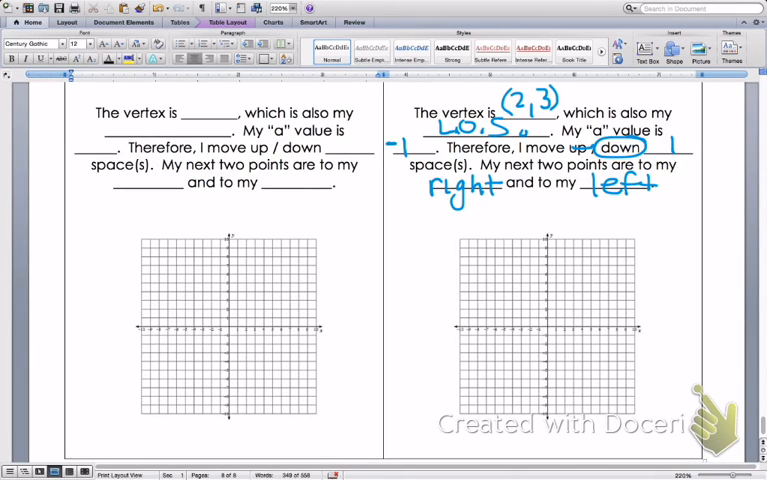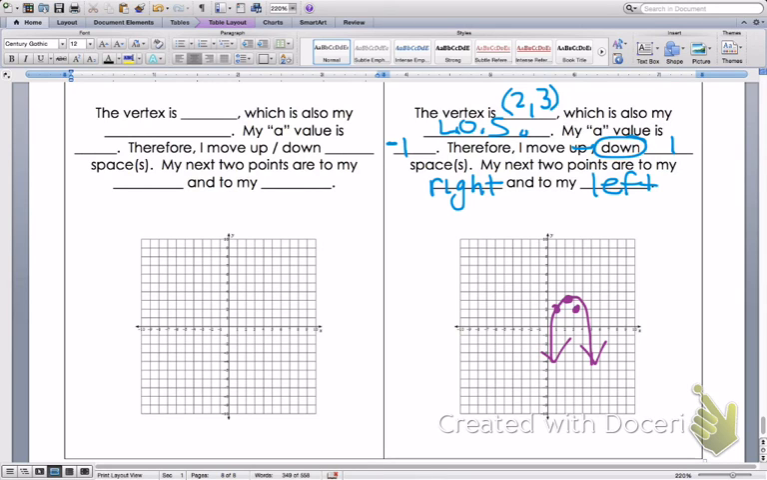So let's go ahead and graph it now. So at 2, 3, I'm going to go ahead and put my graph. And then I'm going to go 1 down, 1 to the left, and 1 to the right. And then we're going to go ahead and connect that.